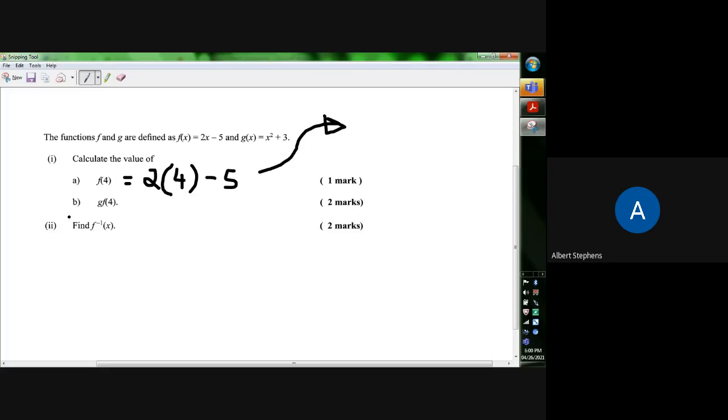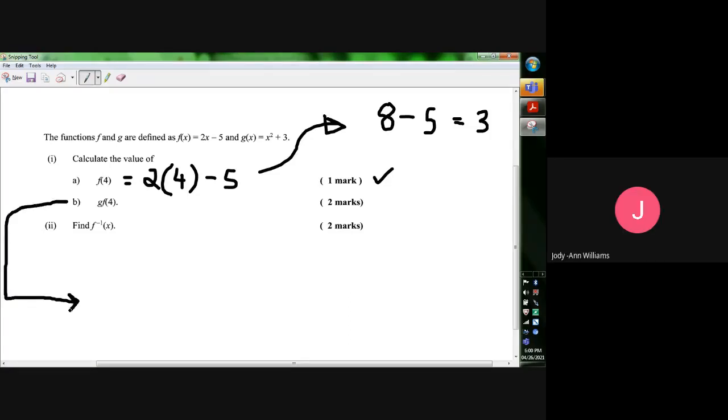So basically, 2 times 4 is just what? 8. Subtract 4. Sorry, not 4. That's 5. So 8 subtract 5, or 5 from 8, is 3. And that's it. Look, 1 mark. You guys see that? Yes, sir.